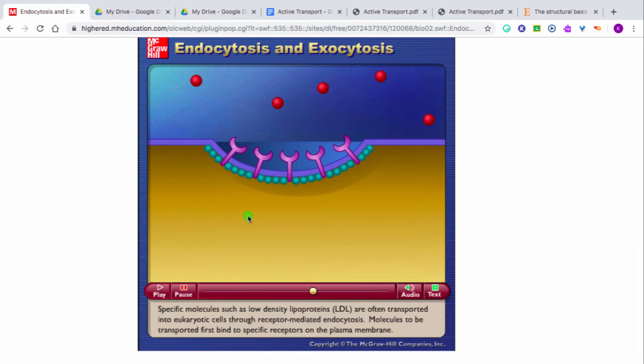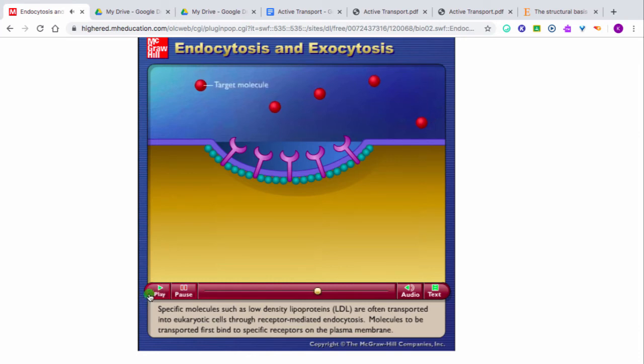And I like this picture. It shows that it's specific. So these are the receptors, and they're going to bring in cholesterol. So we'll watch that, and then we'll talk about what happens when you get mutations in these receptors. Remember, your cell needs cholesterol for a lot of different things, including the membrane stability. So to make sure the membrane's not too fluid or too brittle.